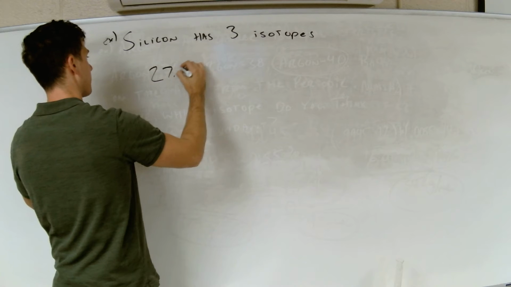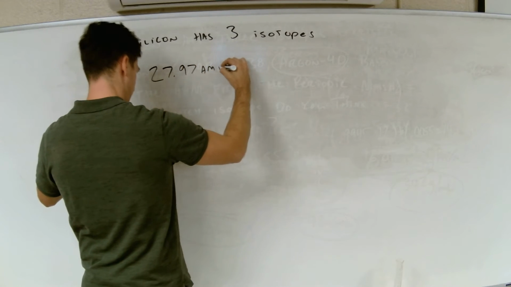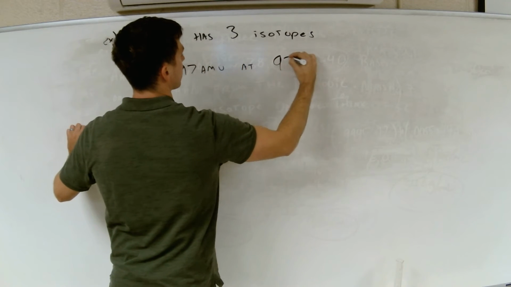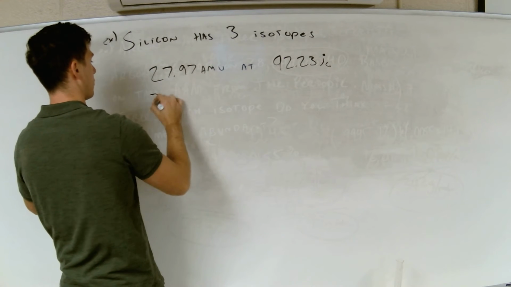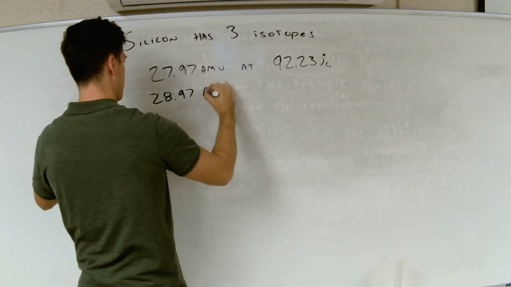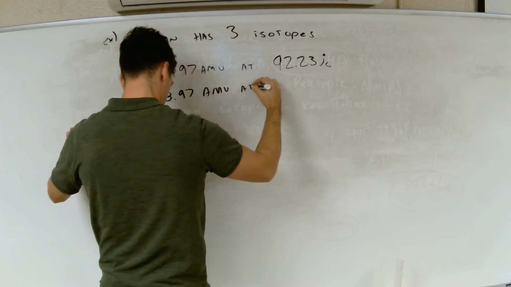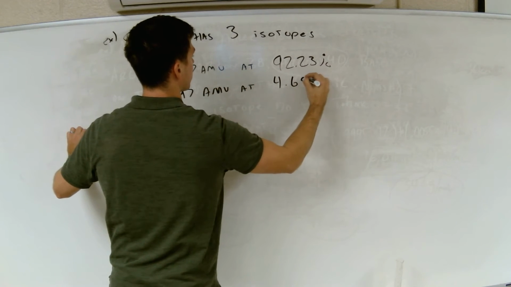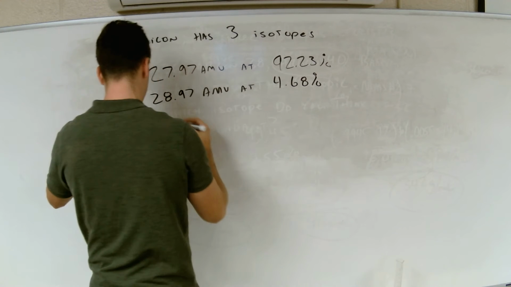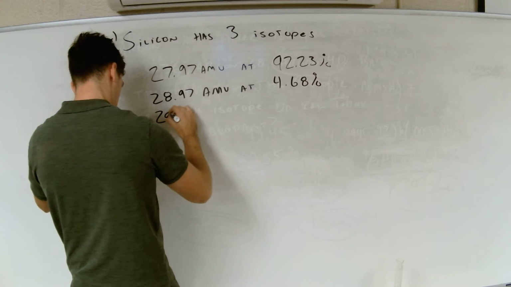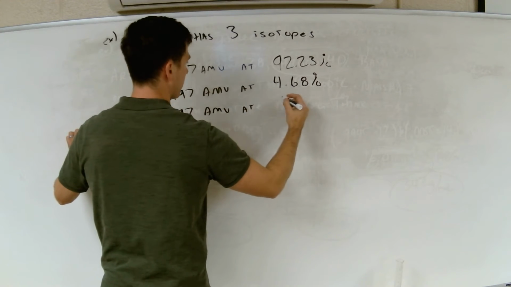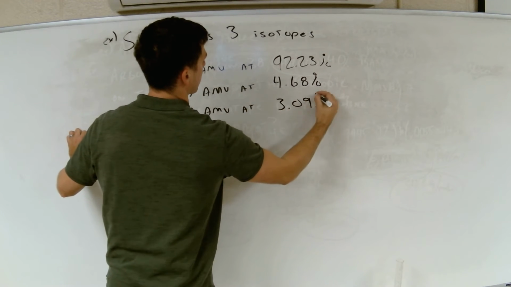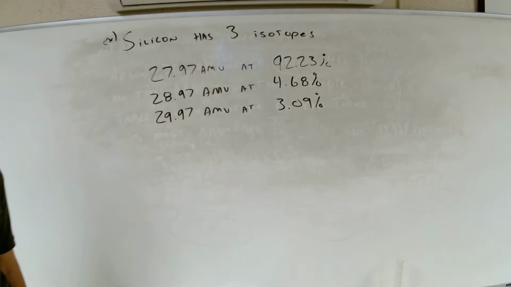Okay, we have one at 27.97 AMU at 92.23% abundance. We have one at 28.97 AMU at 4.68% abundance. And we have one at 29.97 AMU at 3.09% abundance. Feel free to pause this and do it on your own.